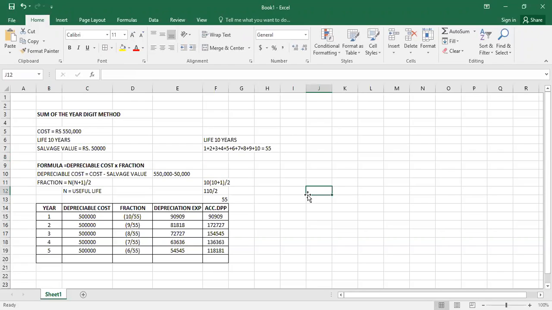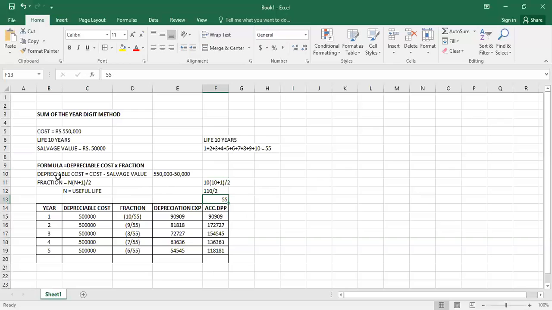So if you have a short value of estimated useful life, you can calculate by this method. But suppose the value of useful life is 40 years, then it will be a waste of time to calculate your fraction this way. So simply put your value in the fraction formula, n(n+1)/2, and you'll get the same result. Now calculate the depreciation.